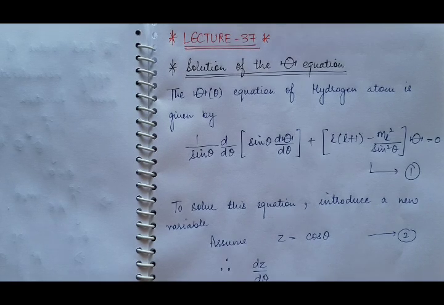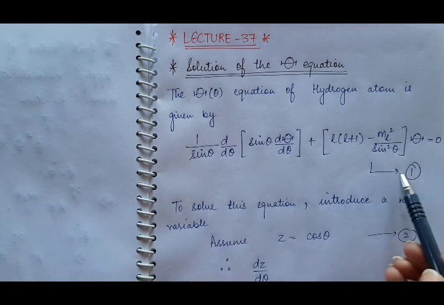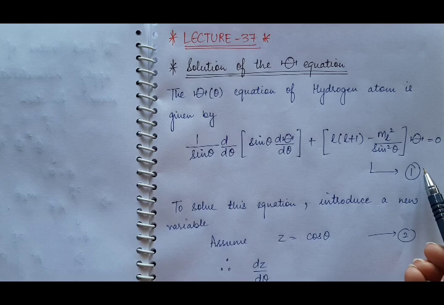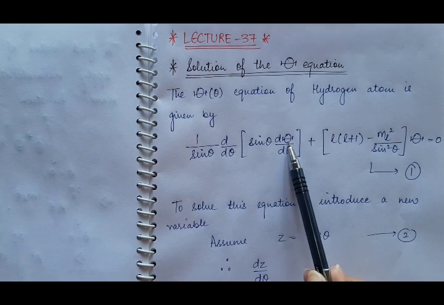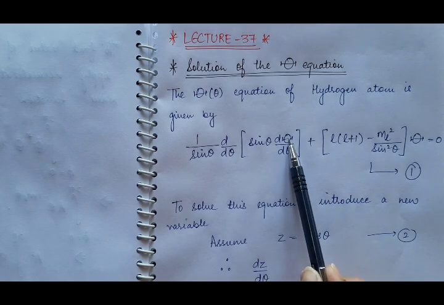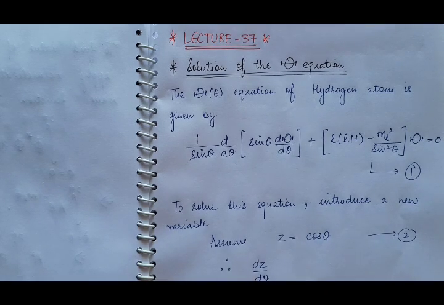Good morning students. In this 37th lecture, we will derive the solution of the equation for the wave function theta. The equation for the wave function theta of the hydrogen atom is given by this equation, which we derived yesterday. So now we have to solve this equation, means we have to find the value of this wave function theta which will satisfy this equation.